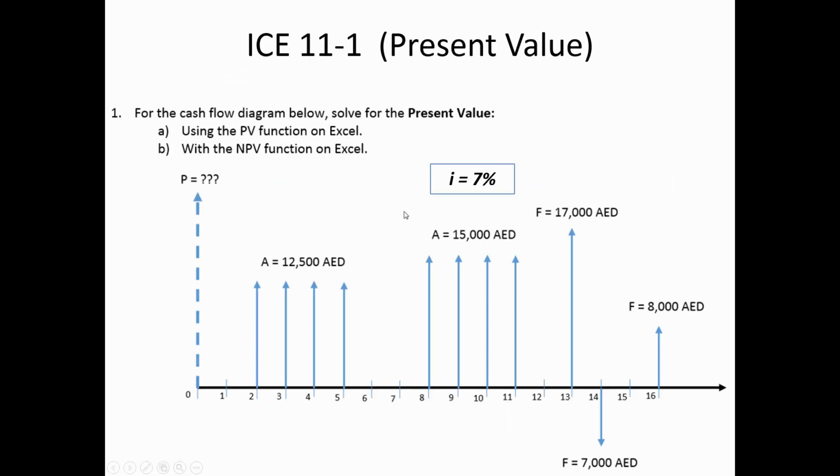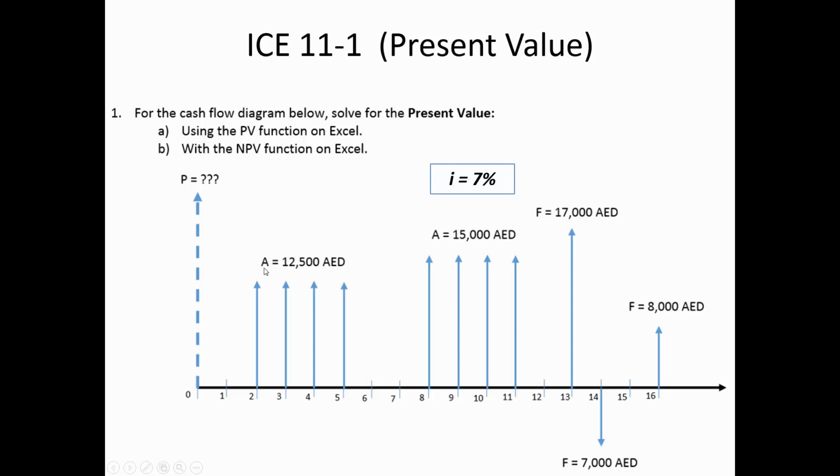All right, so let's test some of this out with the following cash flow diagram. We know that there's going to be some money coming to us in years 2 through 5, again in years 8 through 11, a single payment in year 13. We're going to have to pay a small amount in year 14, and then in year 16, it's another cash payment that's coming to us.